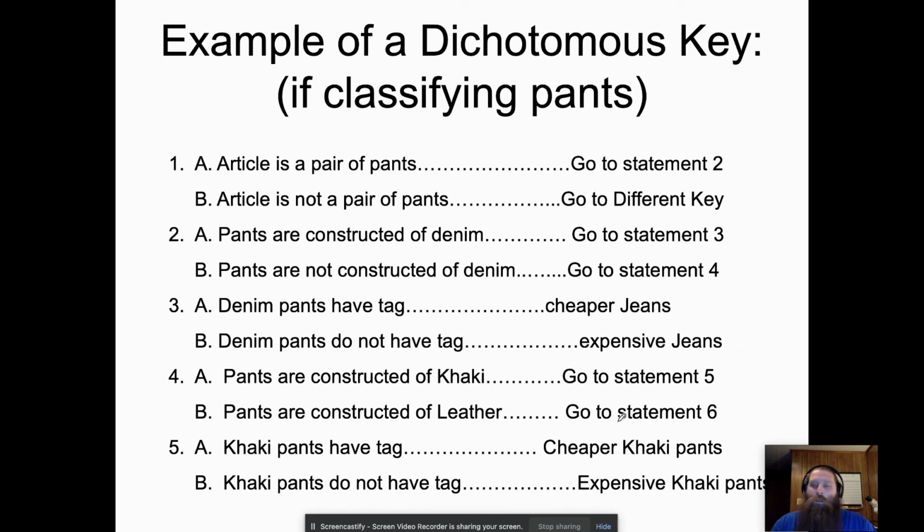All right. Now, if we were using this to identify organisms, it would obviously be a much longer dichotomous key, right? Especially if you were looking at, say, let's identify sharks or let's identify bugs, right? You would need many, many, many more questions, but you get the idea. This is kind of how that works.